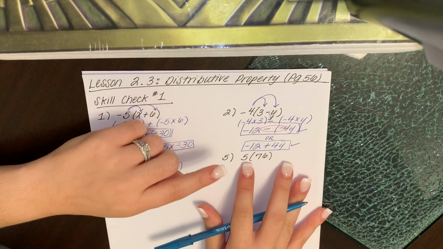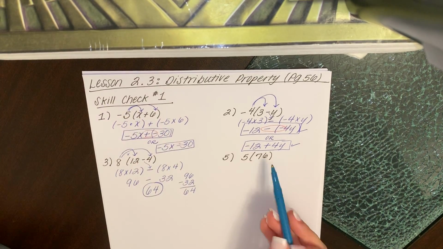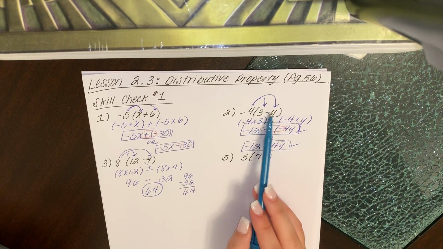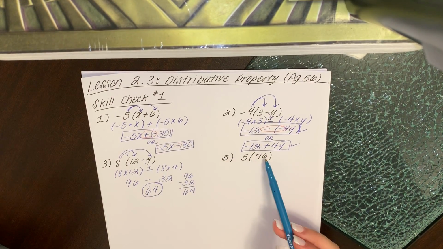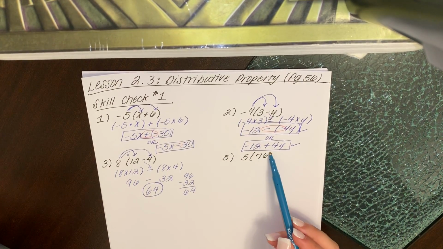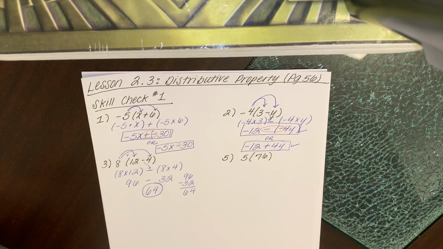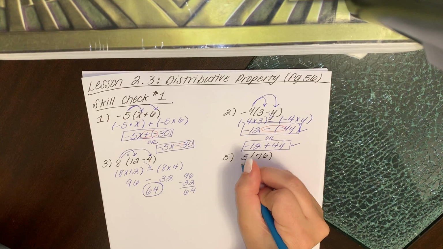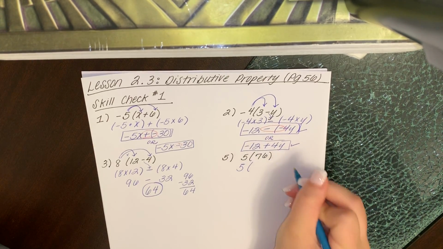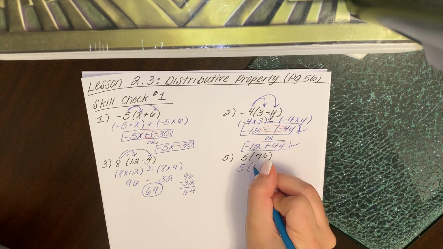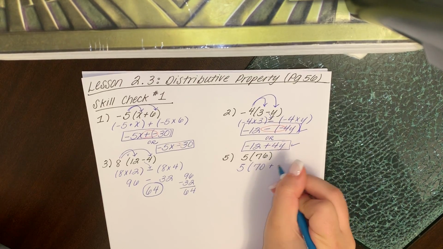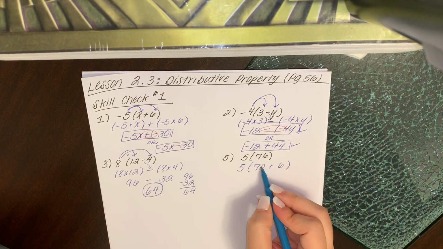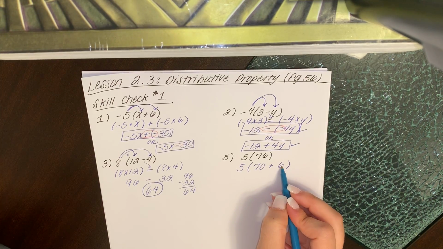Now the last one, question 5, is a bit weird because before we were dealing with two numbers, or at least a letter and a number inside the parentheses. Now we don't really have two numbers. However, I can make two numbers out of this. Okay, Mrs. Elliott, what do you mean by that? Well, that 76 can be broken down as 70 plus 6. Where I get the tens value place and I get the ones value place.